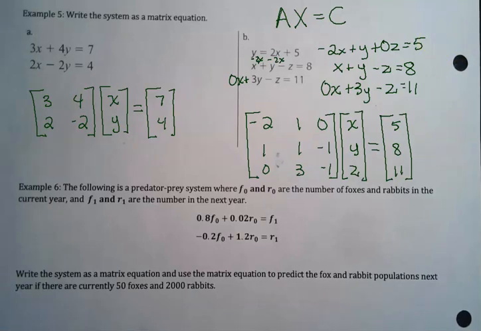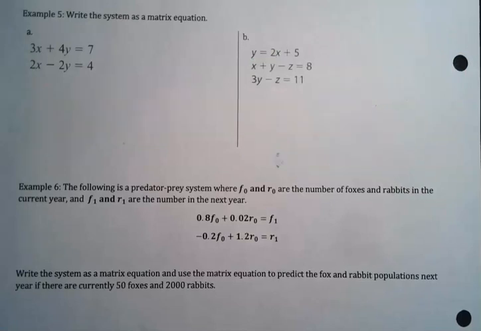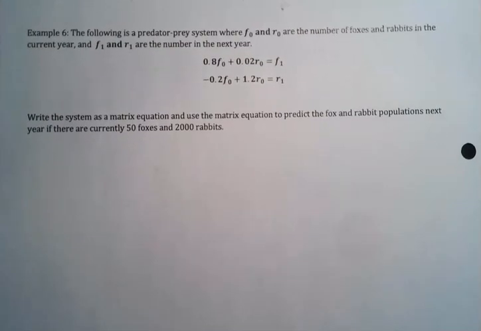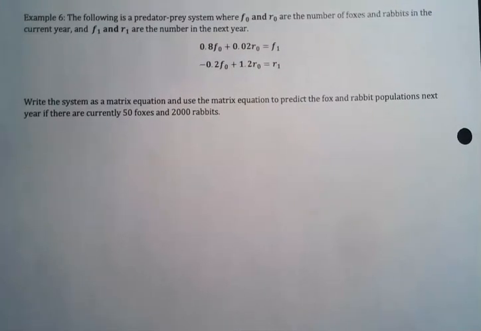All right, for 6, we're going to write the equation and we're going to do some solving. The following is a predator-prey system where F sub 0 and R sub 0 are the number of foxes and rabbits in the current year. So the 0 is for right now. And F sub 1 and R sub 1 are the number of foxes and rabbits in the next year. So we've got these 2 equations that we're going off of.